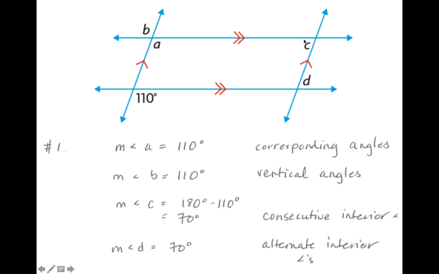The next one, A and C. Now, if we take a look, this is a parallel line and so is this one. A and C are consecutive interior angles, so they will have to be supplementary. So that means the measure of angle C is 70 degrees because they're consecutive interior angles. And lastly, we know that angle D is the same as C because they're alternate interior angles, so the measure of angle D is also 70 degrees.